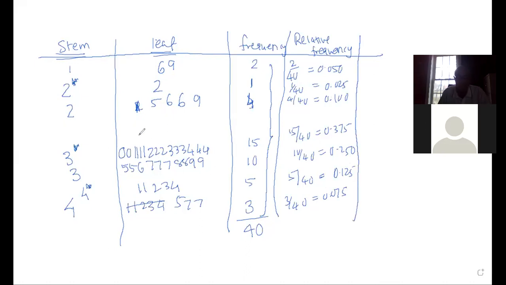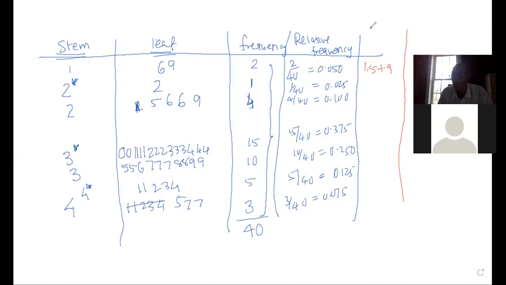Now you can see over here, guys, here I have all my numbers, mainly based on leaf. Let me change the color. The leaf numbers are 6 and 9. It means we don't have anything between 0.1 to 0.4. And as I told you, my class starts with 1.5, 1.5 to 1.9. What is class midpoint?